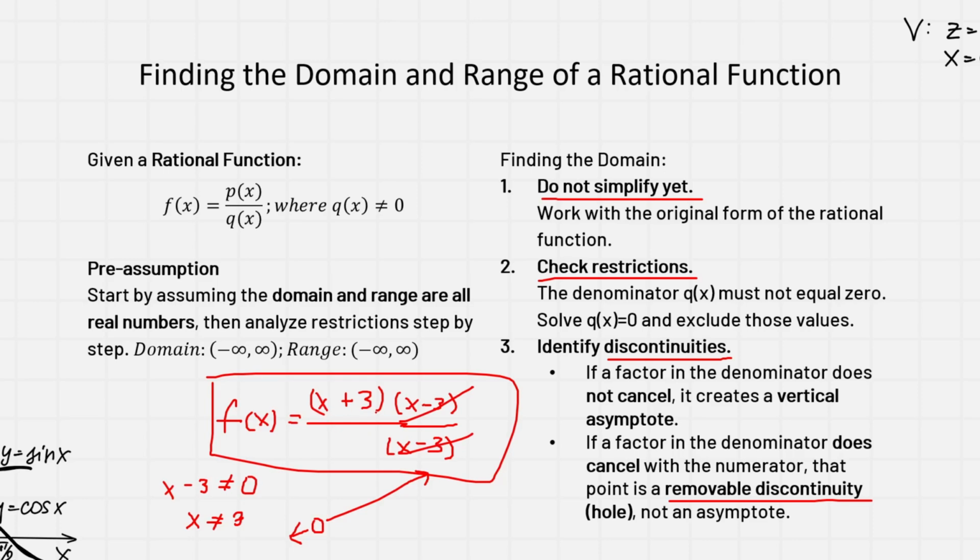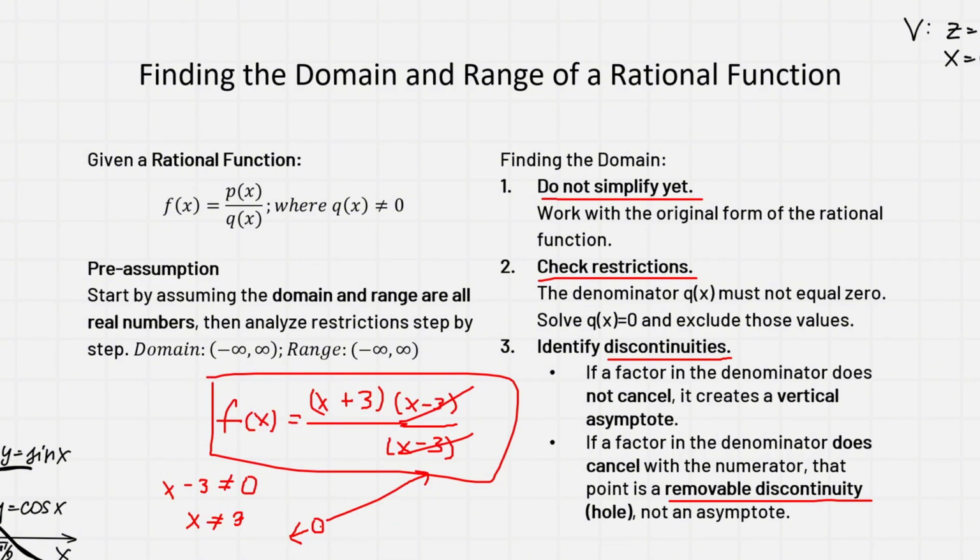And if we analyze our new function, which is x plus 3, there is no restriction here because it is a linear function. So going back to our graph, this discontinuity will be removed if you simplify your function. Therefore, it is called a removable discontinuity.